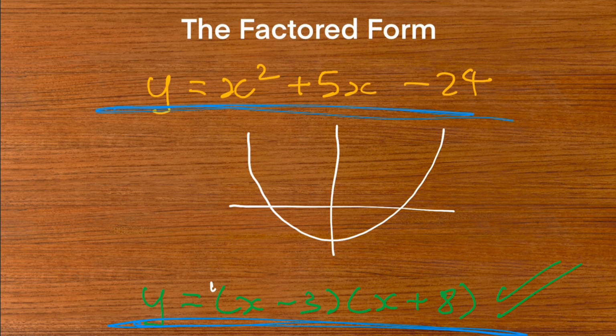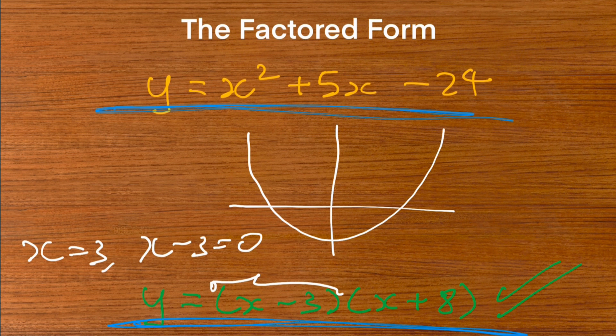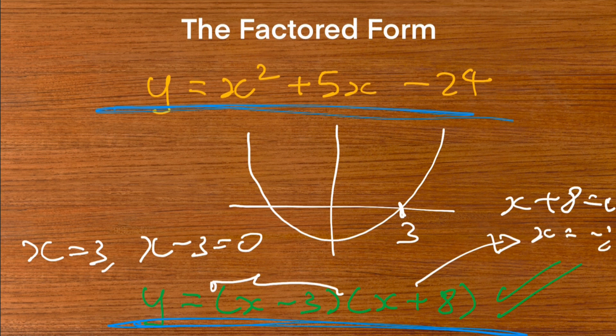Okay, so we simply equate the first bracket to 0, and we get x equals 3. So x equals 3 is one of the solutions or x-intercepts of the graph, which is over here. Similarly, we equate x plus 8 to 0, and we get negative 8 as the other solution or root or x-intercept of the graph. Okay, so just to be very clear, whenever we say roots, solutions or x-intercepts, they're all the same, right? So I'll just call it the x-intercept for clarity. Okay, so this is negative 8.